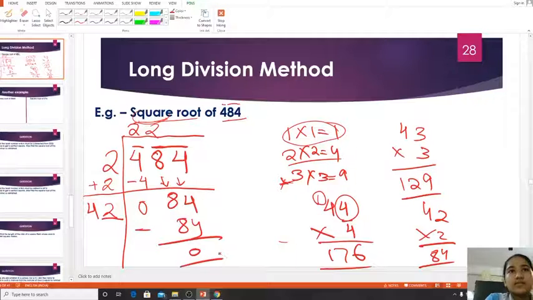Our answer is going to be 0. Why have we taken 2? Because when we multiply 42 into 2, just neglect this number for the second step, we see that it's 84. So it's best to take the same number itself, or if not possible, you can take the smaller one. That's why we have taken 84, and then the answer is going to be 0. So that's why we say that the square root of 484 is 22.